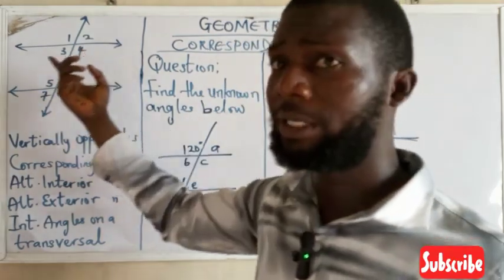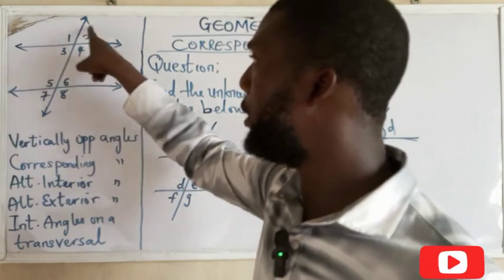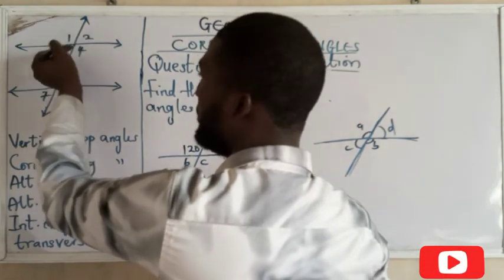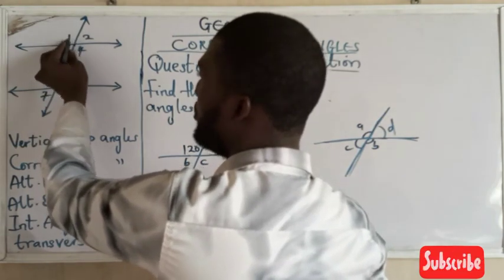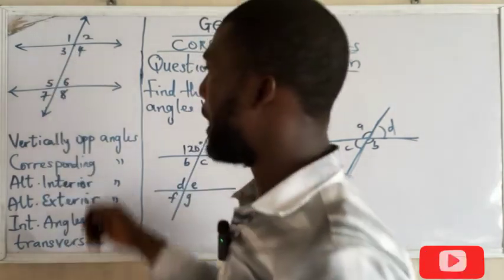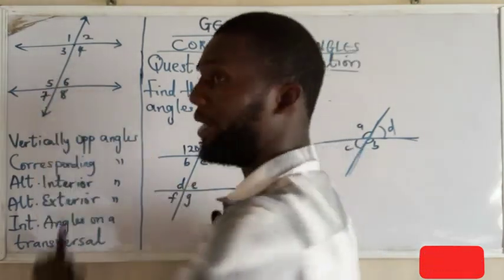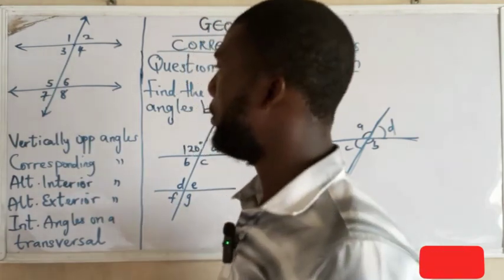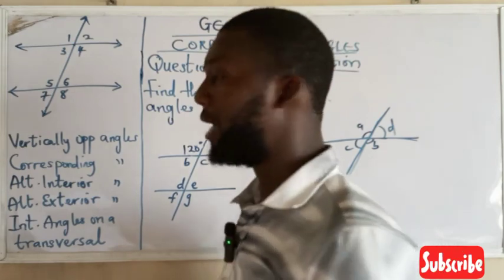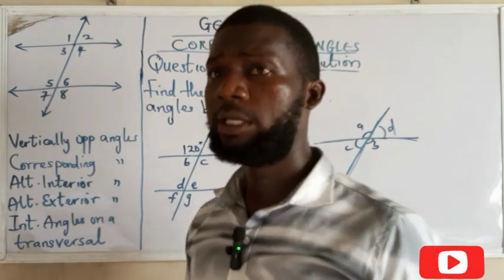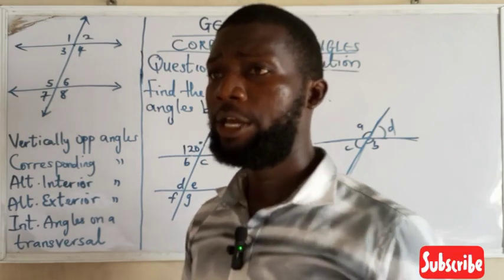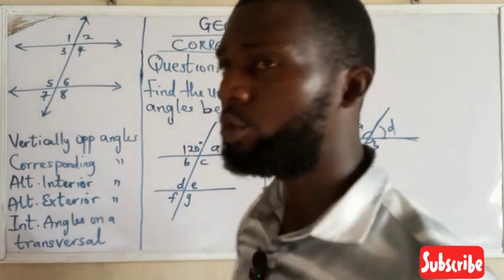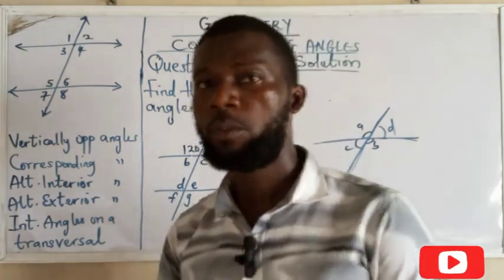So if I want to find my vertically opposite angles, I will say angle 3 equals angle 2 because they share the same vertex point, and the angle here is equal to the angle here. I can also say angle 1 equals angle 4. Likewise, angle 5 equals angle 8, then angle 6 equals angle 7. So that is for vertically opposite angles, though I explained that explicitly in my previous video, and we solved questions on that.